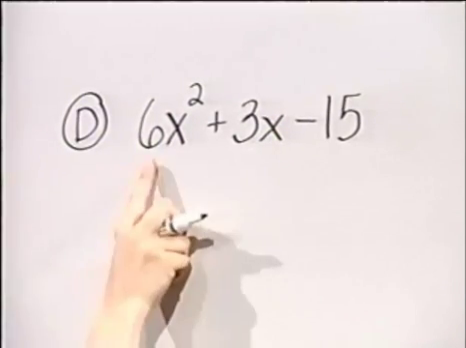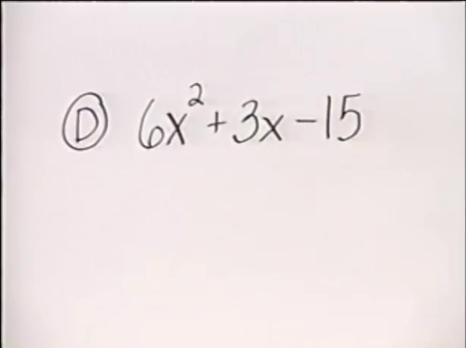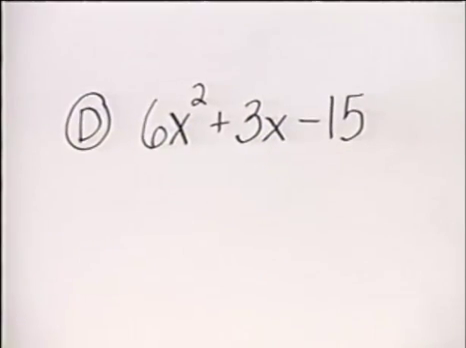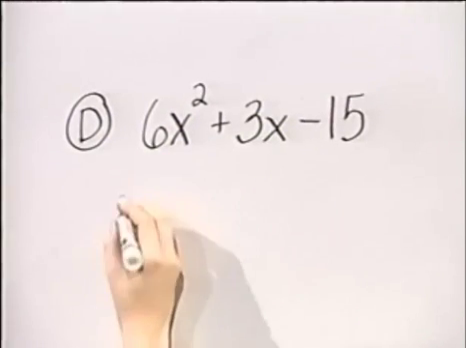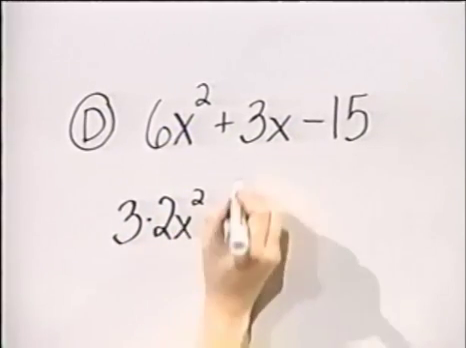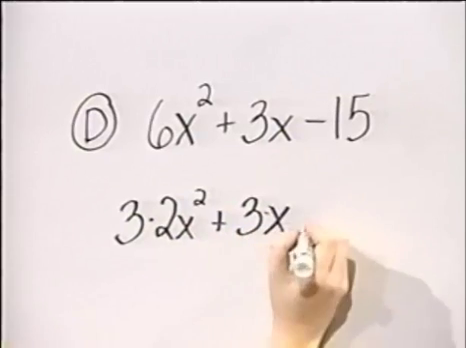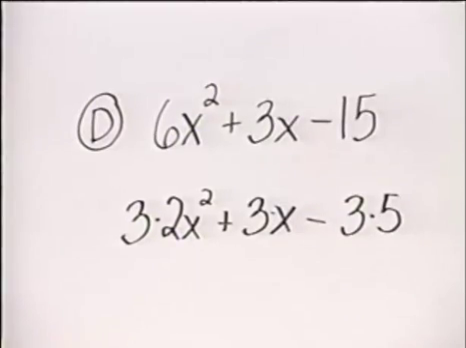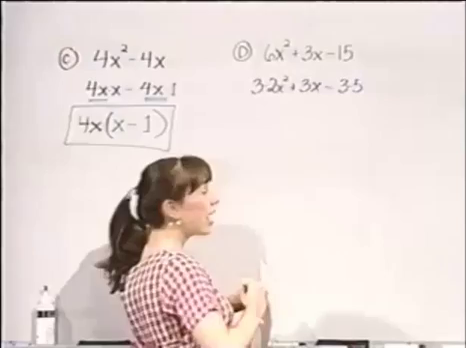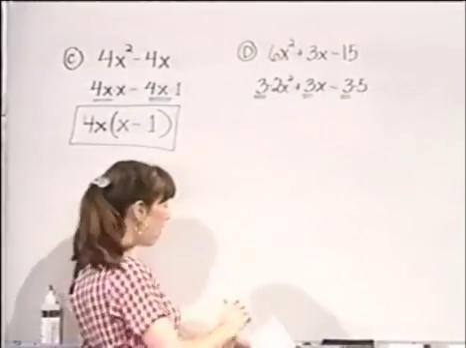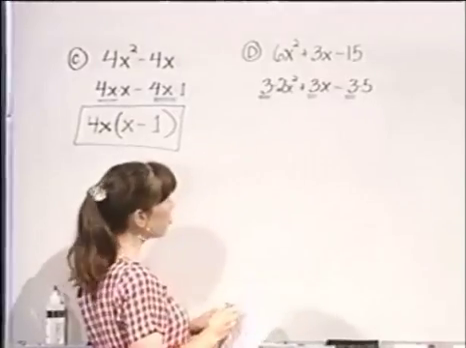You first look for some factor that's common to each of these three terms. Well, 6, 3, and 15 are all divisible by the number 3. And in fact, 6x squared, right, you can think of that as 3 times 2x squared. 3x is 3 times x. And 15 is 3 times 5, if you think about it. So 3 is your common factor in each of those cases. There's 3 appearing in each of those terms. That's what you're going to take out using the distributive property.